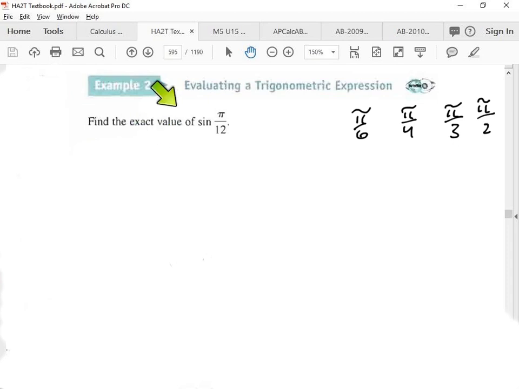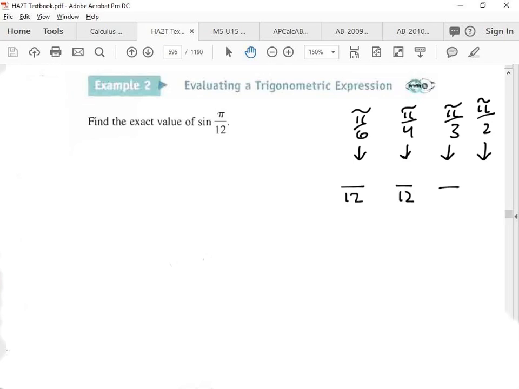Now, how do we split apart a pi over 12 with angles that we know? Because that's our goal. We want to split this up with angles that we know so that we can use the sum or difference formula. The problem with fractions is when the denominators are not common, it's hard. So let's find common denominators. Let's make all these with the denominator of 12.